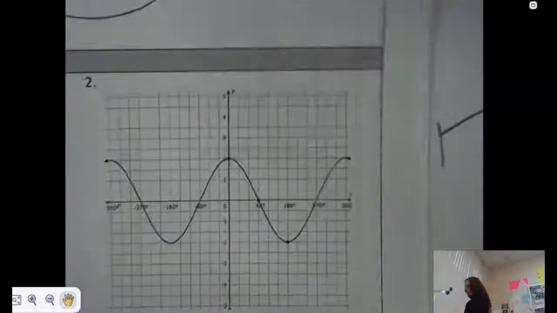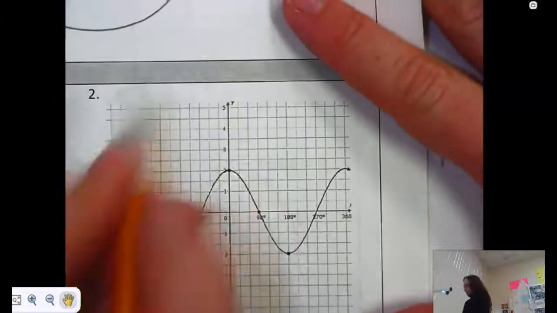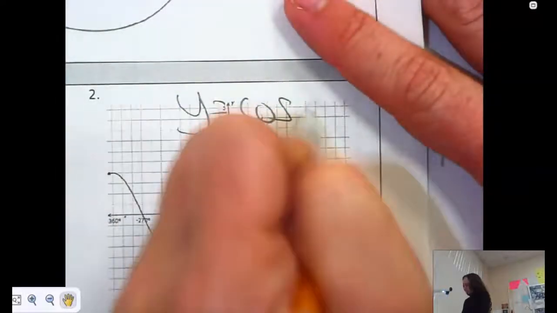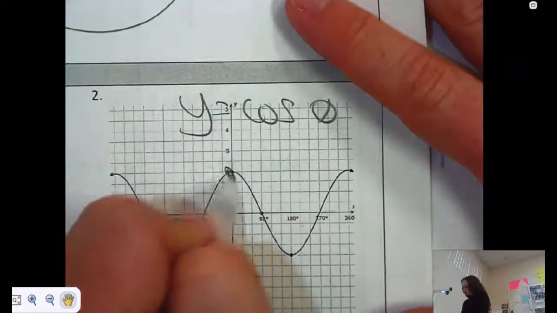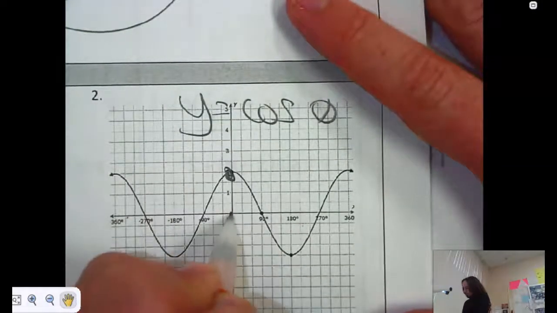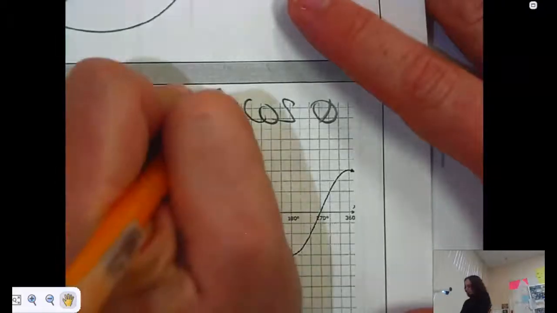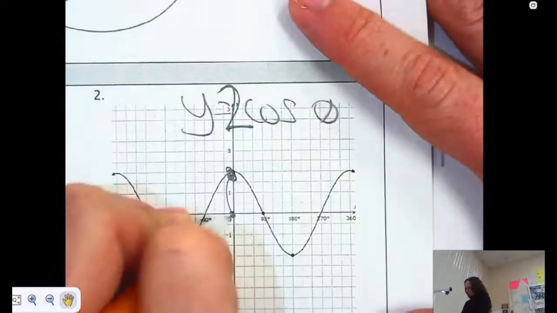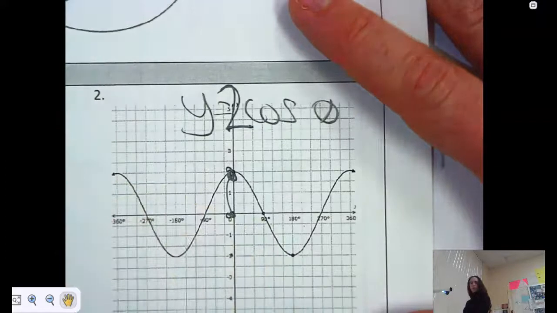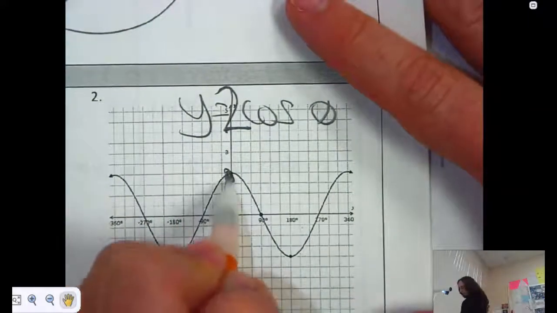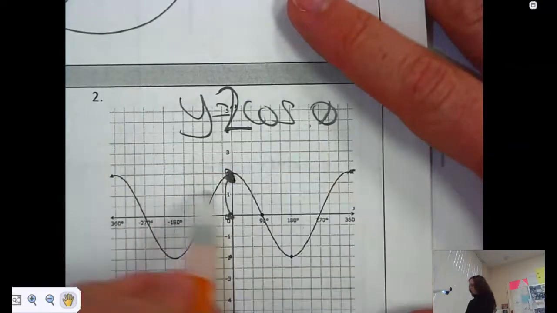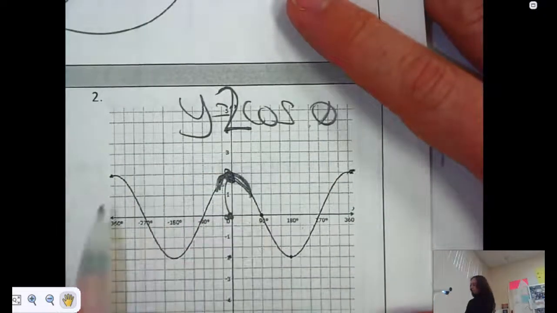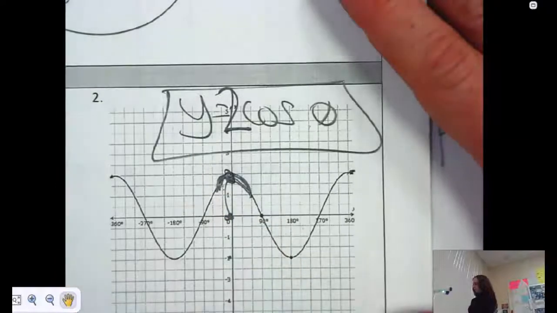Let me zoom in. So I look here. This time it's in degree mode, so it's going to be y equals cosine of theta. First thing I do is look at the amplitude. The top is at 2, and the middle is at 0. So that means my amplitude is 2, because the distance from the middle to the bottom is also 2. The distance from hump to hump is 360, so there's nothing there. And the top is exactly where it's supposed to be. So that's my answer for that one.